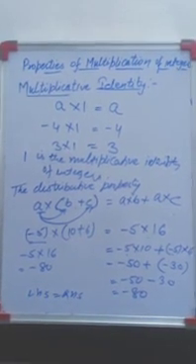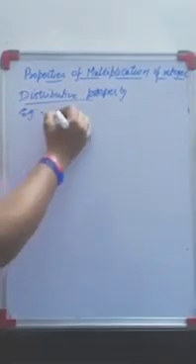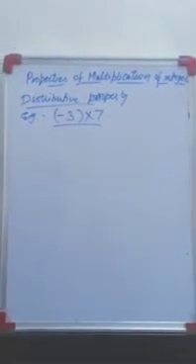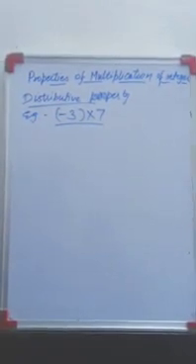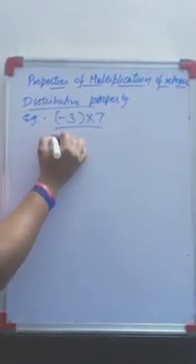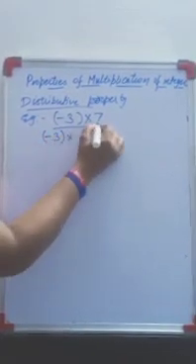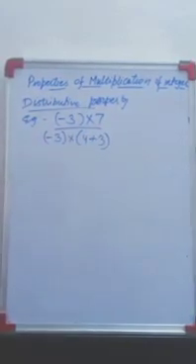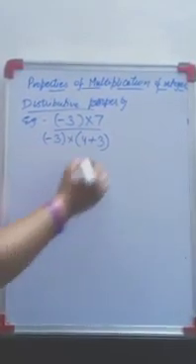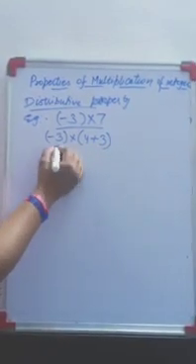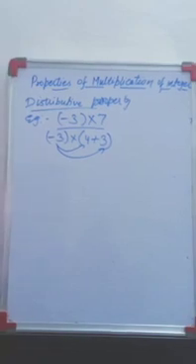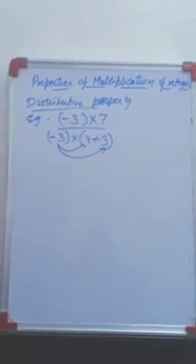For example, I am taking minus 3 into 7. The question is this, and you need to solve it by using the distributive property of multiplication. So how can I distribute? Can I write 7 as 4 plus 3, right? So how will it be solved? Minus 3 will be multiplied to this and minus 3 will be multiplied to this. Let us check whether the answer is the same or not.